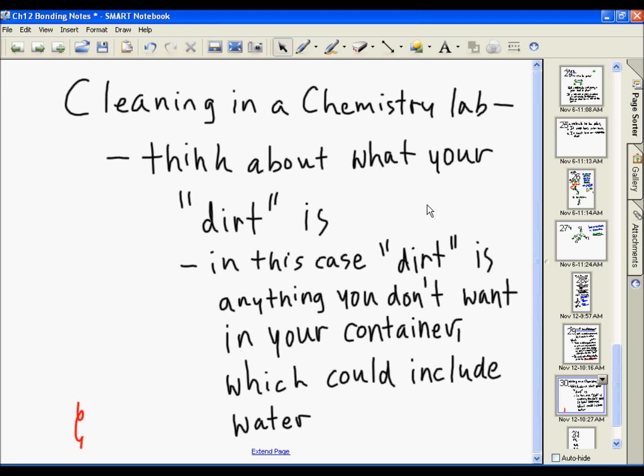There are some chemical reactions which are sensitive to water, and if you're trying to do one of those reactions, water could interfere, and you might want to get the water out of your containers before you do the reaction. So in that sense, water could be dirt. Normally you wouldn't call it dirt, you might call it contamination. But there are procedures for getting water out of your containers. So you would want to think about what your dirt is.